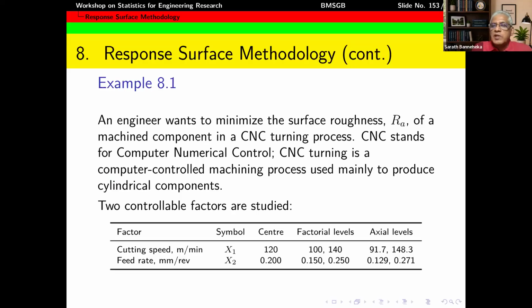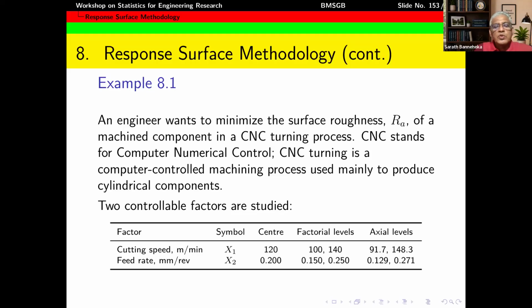So as I mentioned, I will be explaining this through an example. In the example, we are considering one response variable and two explanatory variables. An engineer wants to minimize the surface roughness, denoted by RA, of a mechanical component in a CNC turning process. CNC stands for Computer Numerical Control. CNC turning is a computer controlled machine process used mainly to produce cylindrical components.